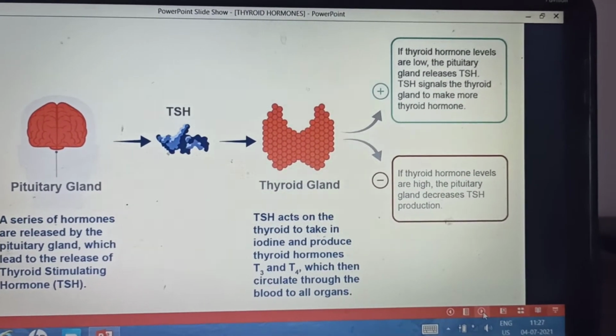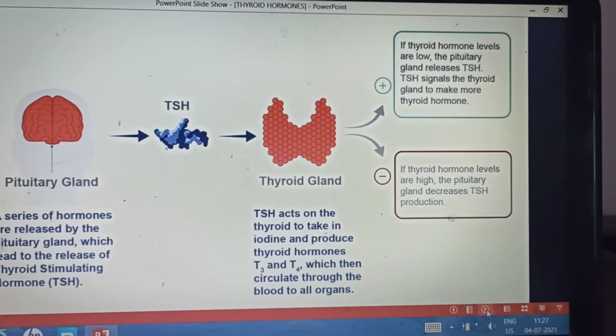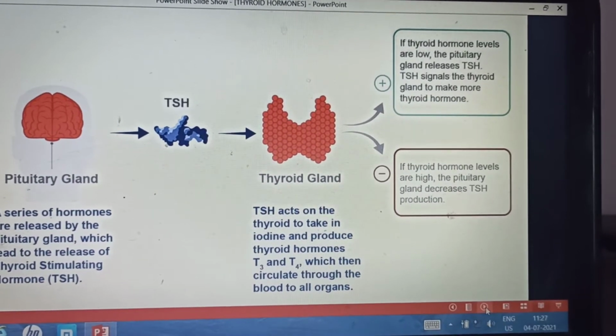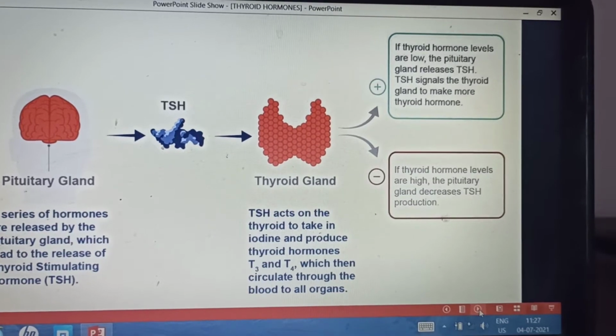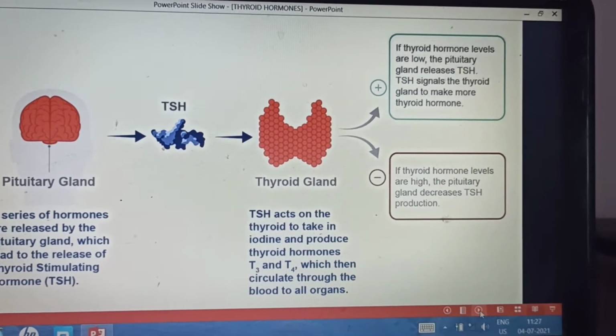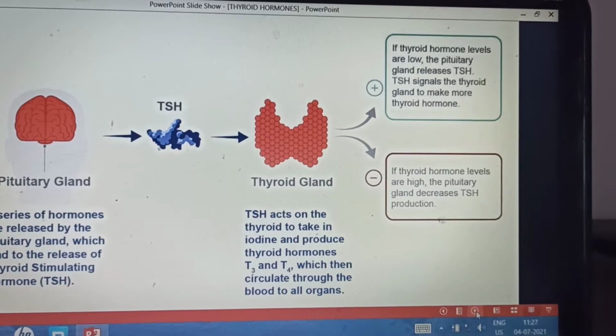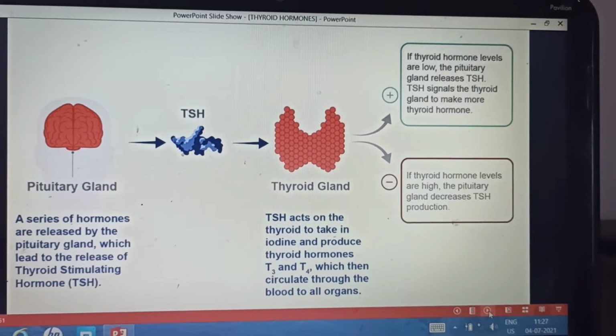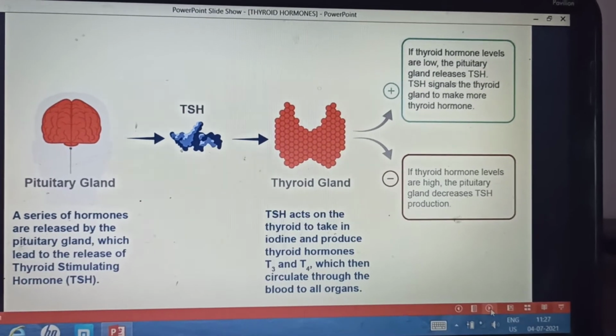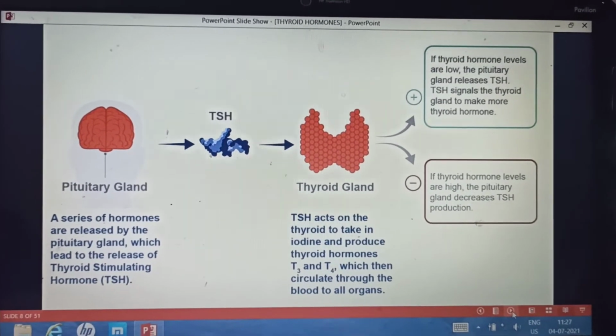When the level of the thyroid hormone, that is T3 and T4, is low, pituitary gland releases TSH. TSH signals the thyroid gland to make more hormones. If thyroid hormone levels are high, pituitary gland decreases TSH production, and that will decrease the thyroid hormone production.